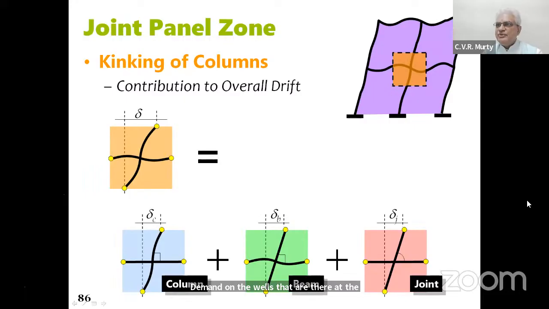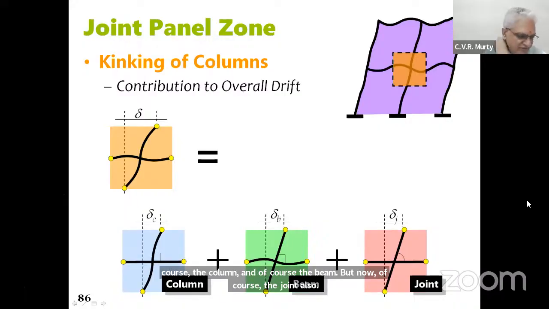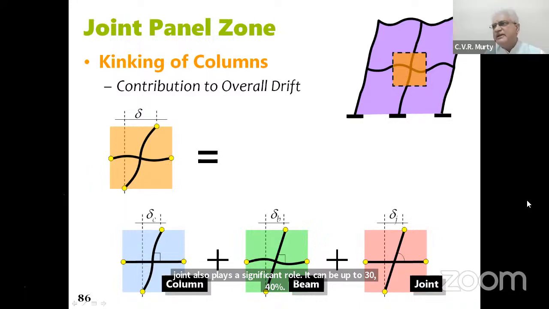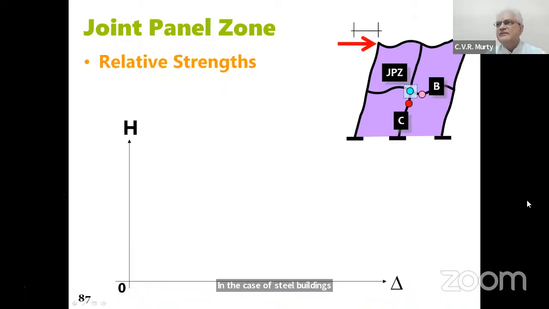Now, if you notice the overall deflection of a building, in steel buildings, there are three contributors to the overall deflection. Of course, the column and of course the beam, but now, of course, the joint also. The joint also plays a significant role. It can be up to 30–40%. In the case of steel buildings, the joint can enhance the deflection.